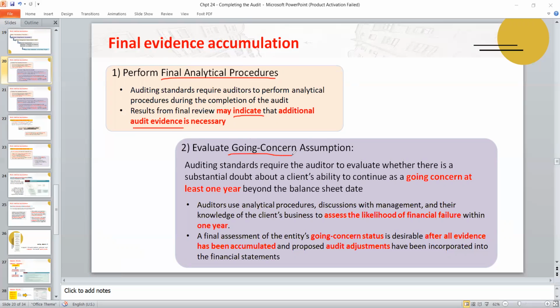And the second, for the going concern, you need to make sure, at least 1 year after the balance sheet date, whether there is any going concern issue, like financial failure within 1 year. So you need to assess the likelihood of financial failure. And lastly, you will determine the status of the going concern after all evidence has been accumulated. Okay, this is the going concern issue.